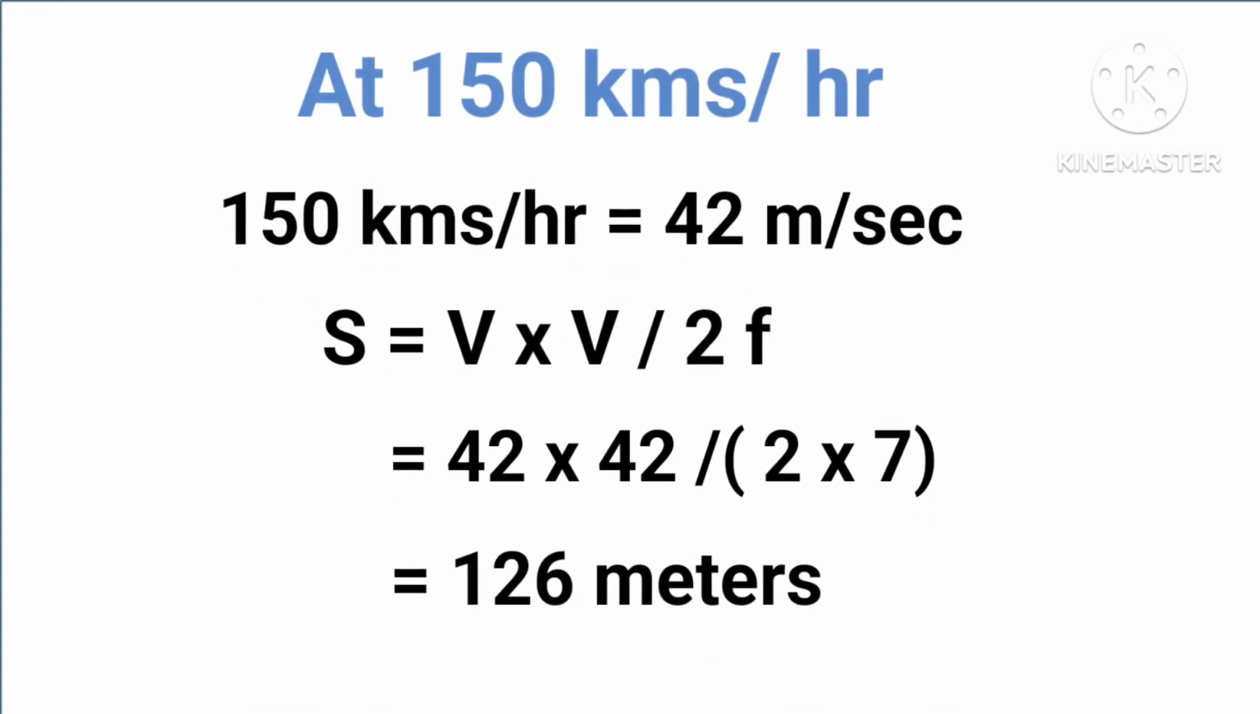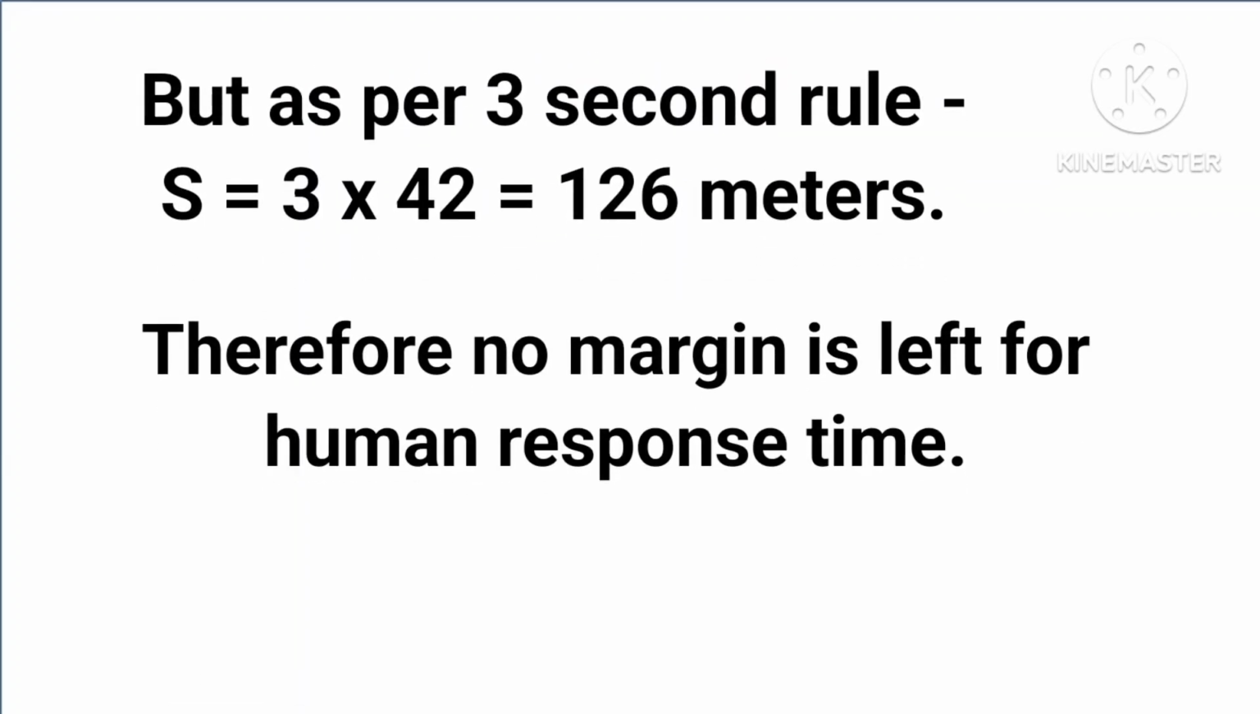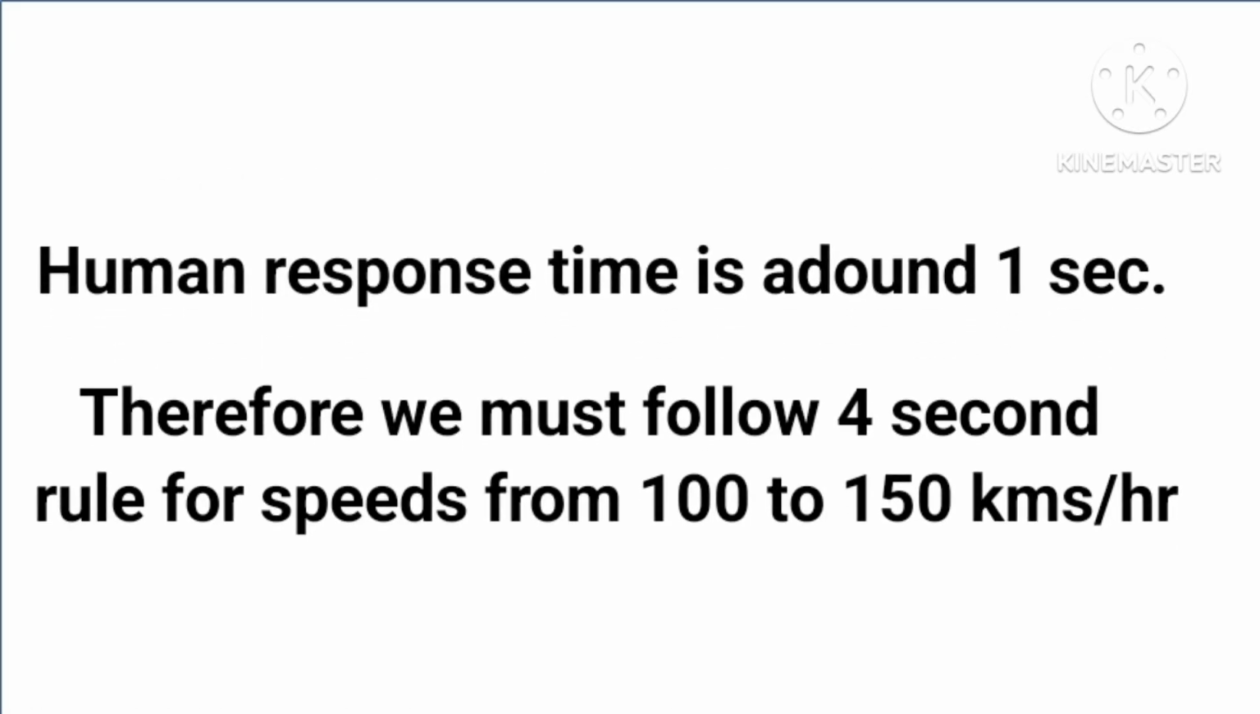1. At 150 km per hour, which equals 42 meters per second, S equals V square upon 2F, equals 42 into 42 upon 14, equals 126 meters. But as per the 3-second method, S equals 3 into 42, which is equal to 126 meters. Therefore, no margin is left for human response time. Human response time is around 1 second. Therefore, we must follow the 4-second following distance rule for speed range from 100 to 150 kilometers per hour.